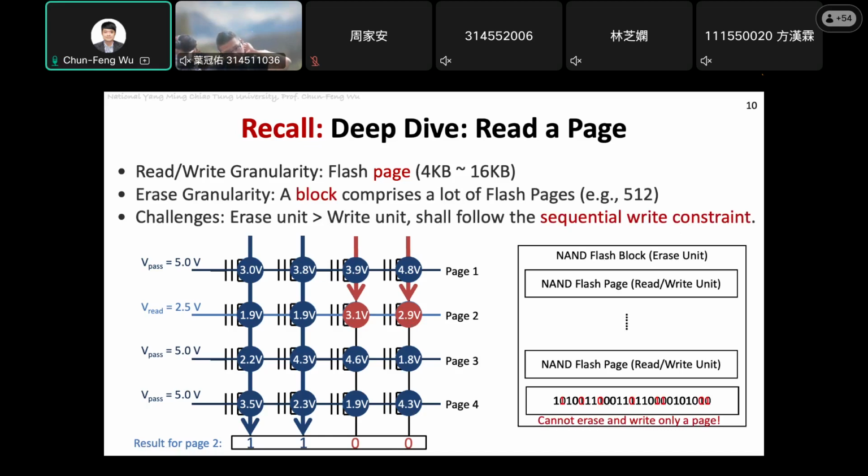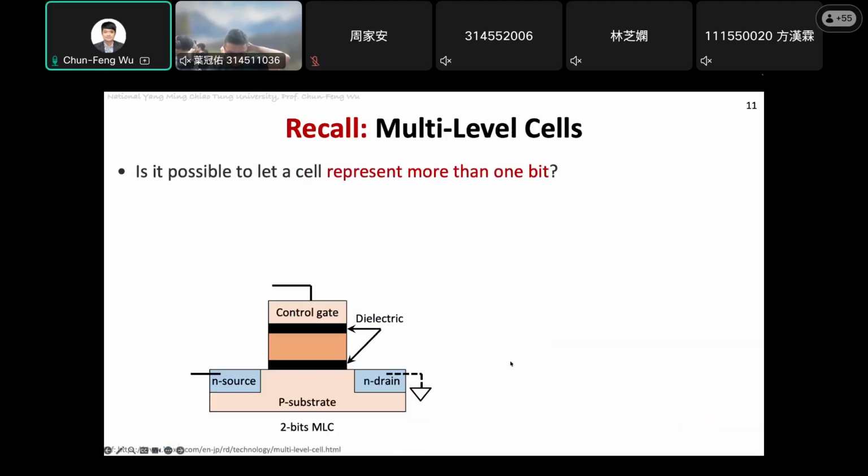All right, so that is about, I think it is a little bit difficult to understand in English, so I tried to translate to Chinese, but it is very similar to the English version. Okay, so let's work on to multiple level cells.